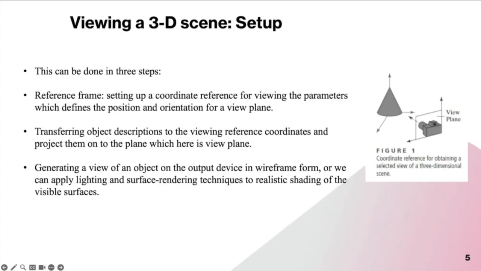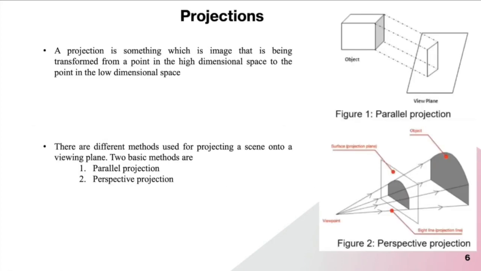So talking about the scene setup, whatever we have seen here, let's talk about the projections. How do they work? A projection is an image that is transformed from a point in a high dimensional space to a low dimensional space. There are mainly two basic methods in projection: one is parallel projection, and one is perspective projection.